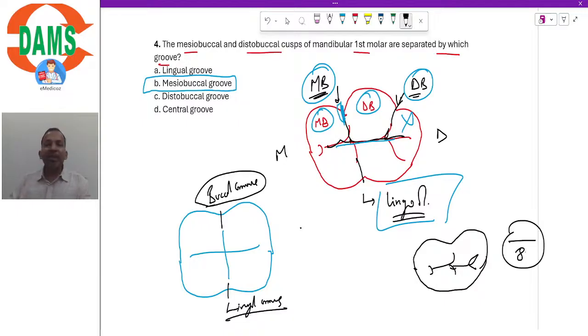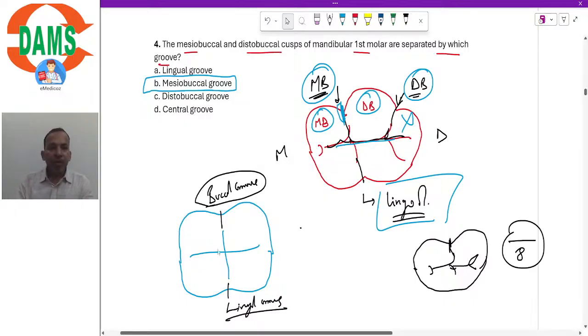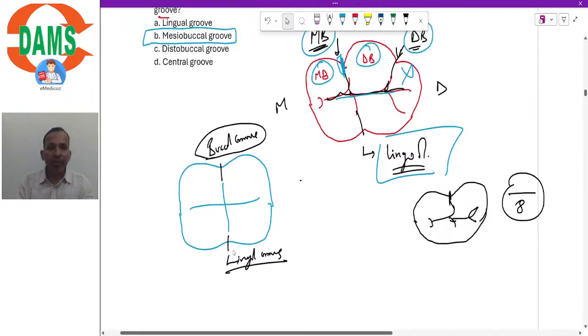So sometimes when one of the lingual cusps is not well developed or is absent, the lingual groove is also absent. But the buccal groove will always be present. Is it clear? Usually this happens in the maxillary third molar, where we have that heart-shaped occlusal anatomy, right? तो वहाँ पर lingual groove absent होता है.